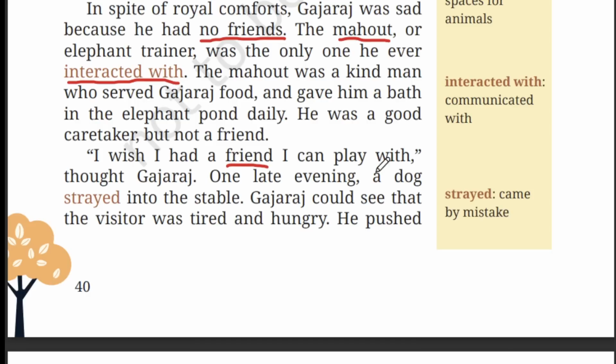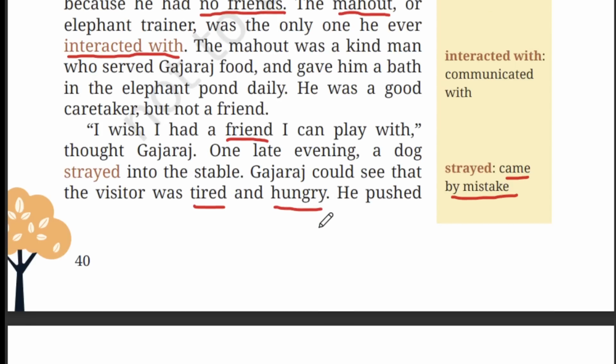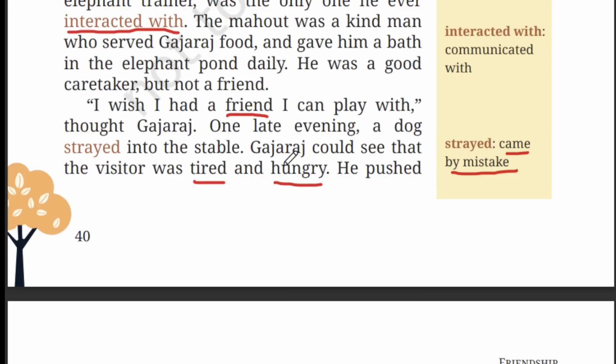One late evening, a dog strayed into the stable. Strayed means came by mistake. So Gajaraja could see that the visitor was tired and hungry. The dog was tired and the dog was hungry. Gajaraja is looking at the dog and he felt the dog is tired and hungry.